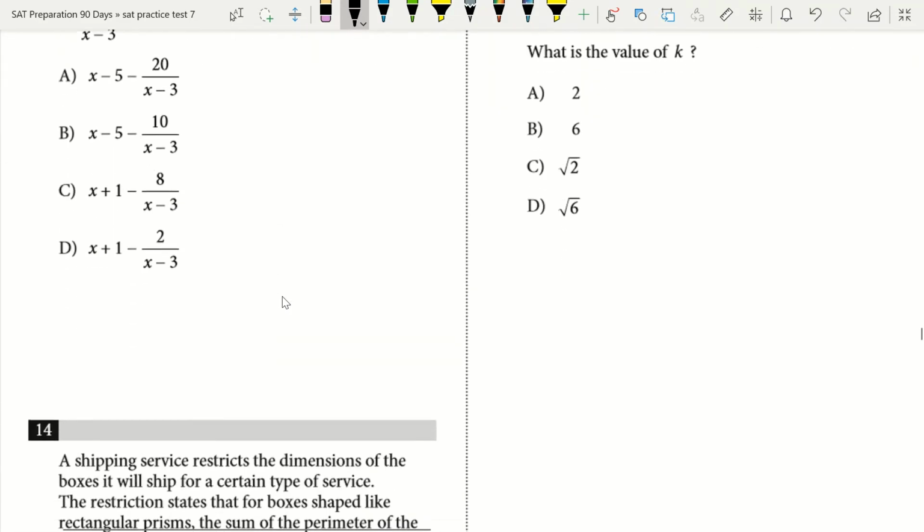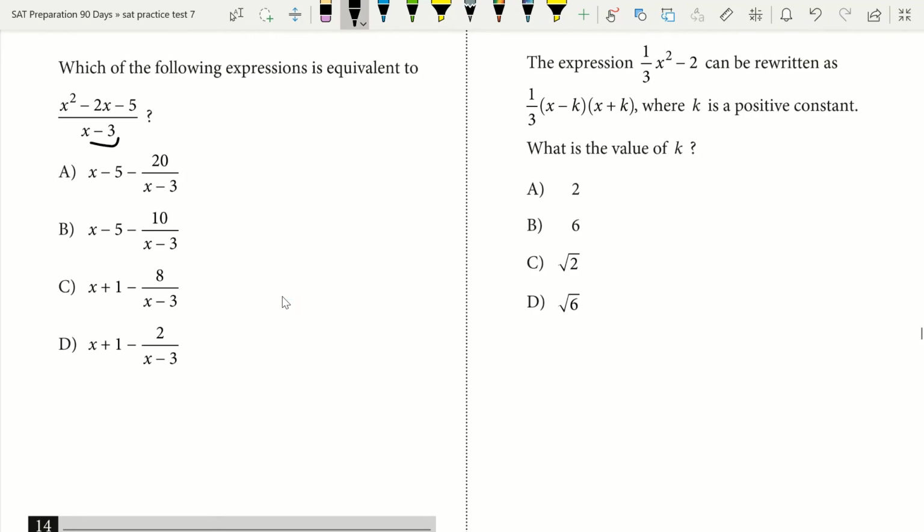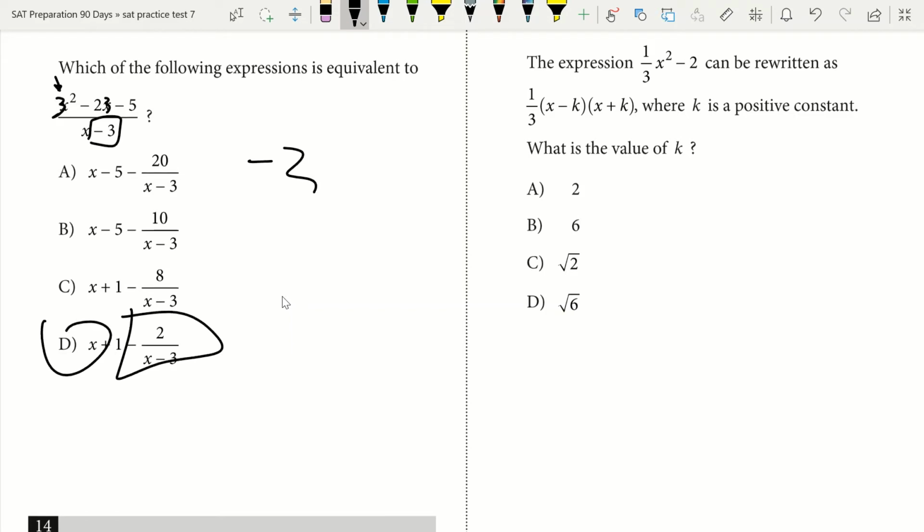Now I've got 13. Okay, I've got a division problem. Now I know that if I have minus 3 here, then I can plug in 3 into my top equation to solve for what my remainder is, and all my remainders are different. 3 squared minus 2 times 3 minus 5. Okay, 2 times 3 is 6. 3 squared is 9. 9 minus 6 gives me 3. 3 minus 5 is going to give me negative 2, so my answer there is going to have to be answer choice D.